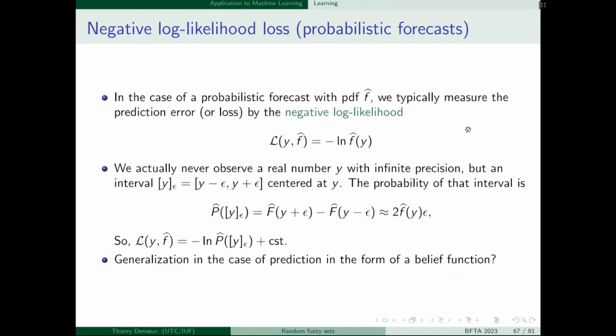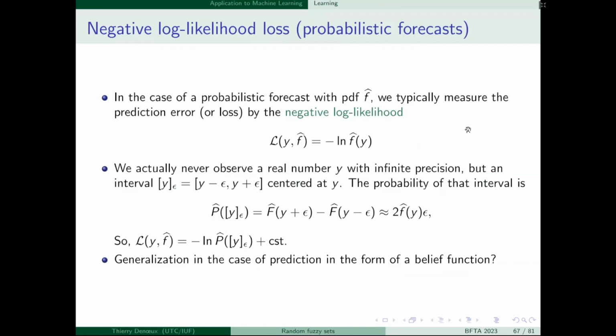So you can say that you actually observe a small interval around y. So this is y minus epsilon, y plus epsilon. I call this like this, and this is an interval of plus or minus epsilon around y.